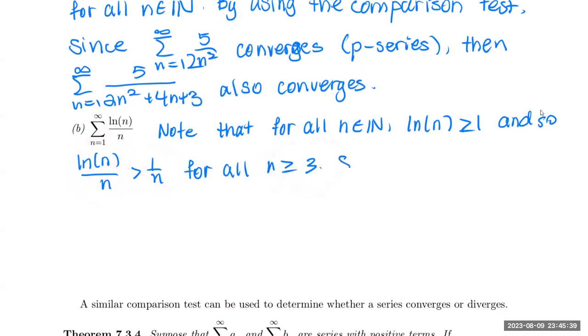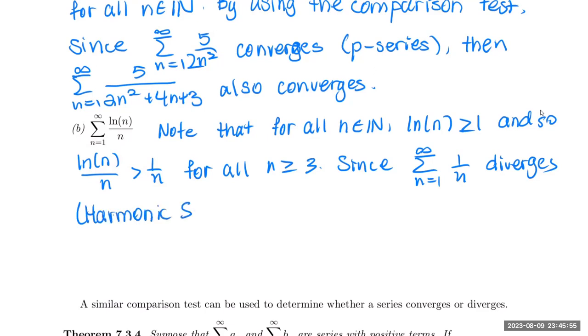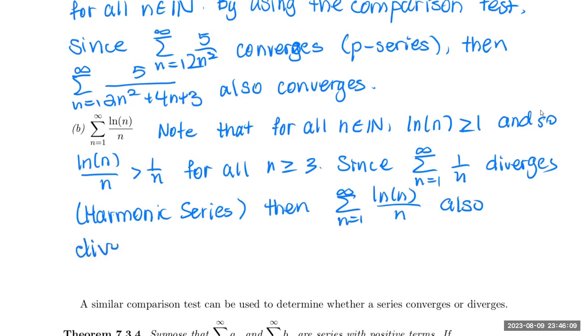And since this series here diverges because it's the harmonic series, that also means that the series of ln n divided by n also diverges. Great.